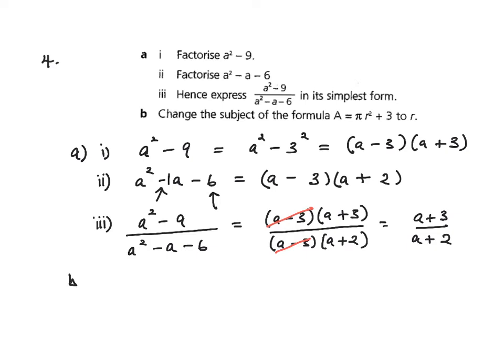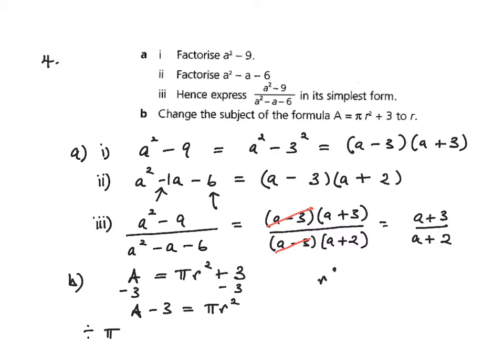The last thing to do, changing the subject, so we have a equals pi r squared plus 3, we want r to be the subject. So I'm going to subtract 3 from both sides. A minus 3 equals pi r squared. I can then divide by pi.